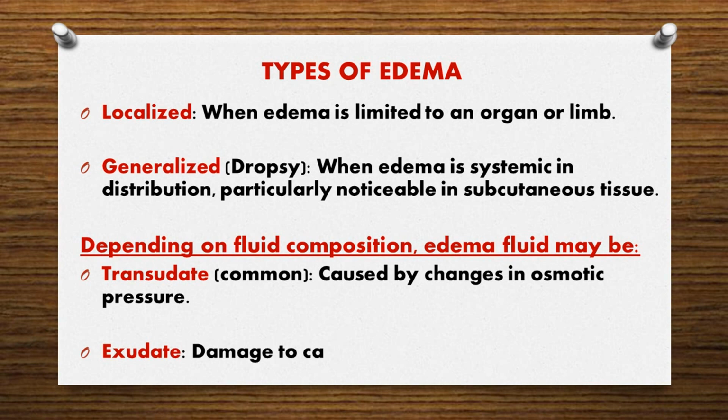The next variety is exudate. Exudate is a fluid that leaks around the cells of capillaries, caused by inflammation. It's caused due to damage to capillaries or blood vessels, like in cases of malignancy or inflammation.